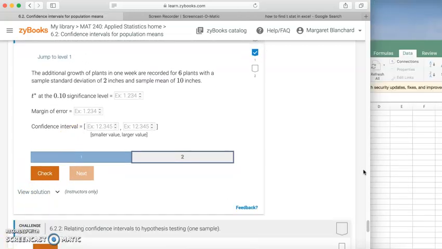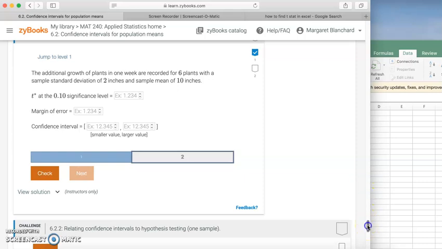All right, the additional growth of plants in 1 week are recorded for 6 plants with a sample standard deviation of 2 inches and the sample mean of 10 inches. So in this case, we're not given the data set, we're given the summary statistics. So we need to find T star at the 0.1 significance level.